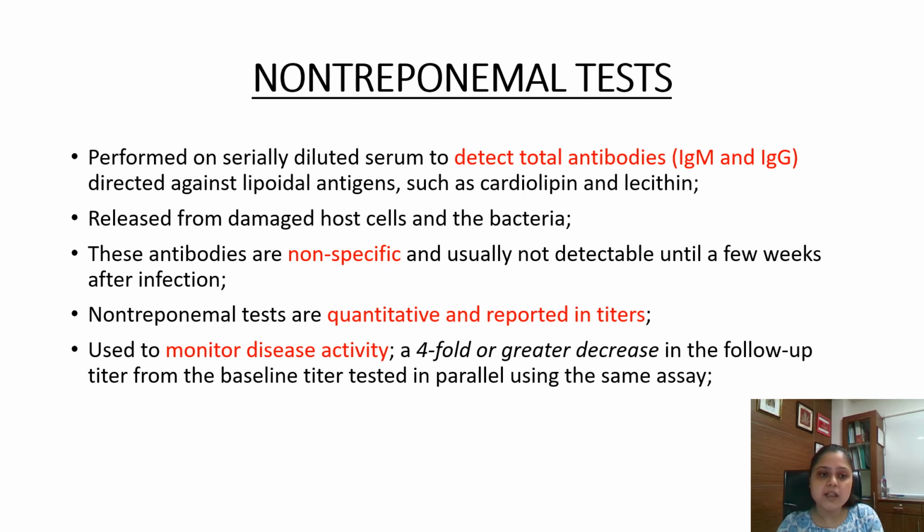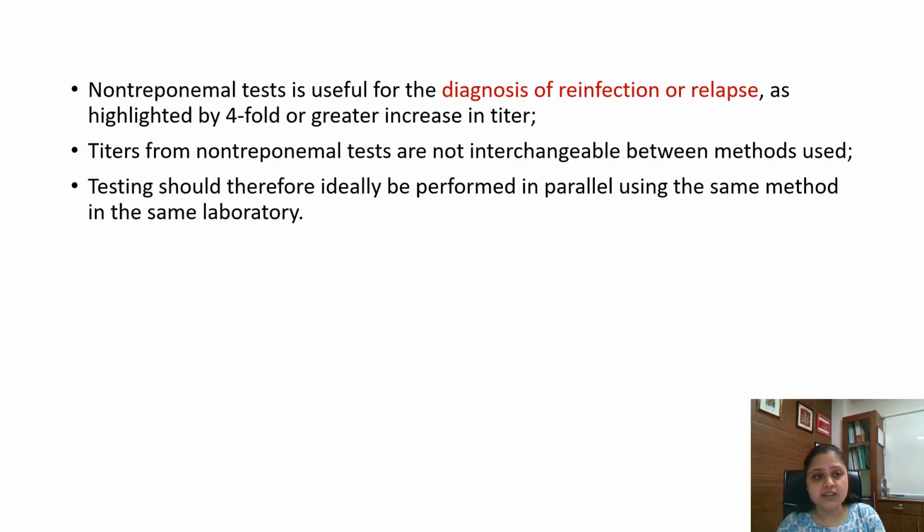Qualitative testing can also be done. They are used to monitor the disease activity, such that there is a fourfold or greater decrease in the follow-up titer from the baseline titer, in parallel using the same assay. So, the non-treponemal test is also useful for diagnosis of reinfection or relapse, as it can be highlighted by a fourfold or greater increase in the titer. A very important thing to note while taking the non-treponemal test is that they cannot be interchanged. Like if you're using a VDRL for making a primary diagnosis, then for follow-up VDRL should be used, or vice versa, RPR, and preferably in the same laboratory.